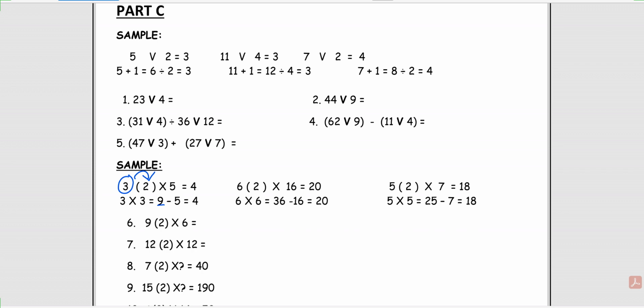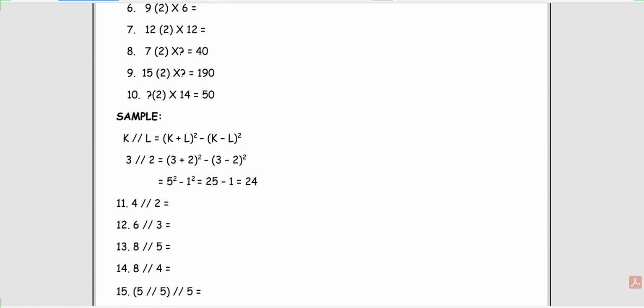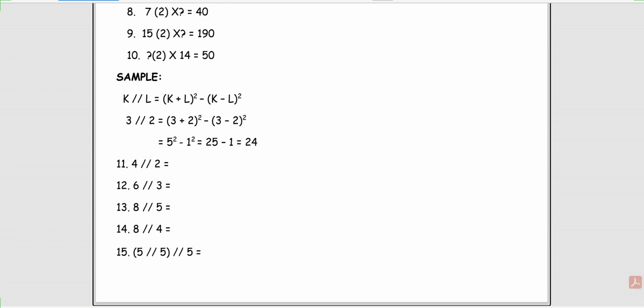Now, lastly, let's go to the last sample. And the last sample says when you have 2 numbers, what do you do? You add the numbers together, like 3 and 2. You add them together, 3 plus 2, 5. You square your answer. Then you subtract the 2 numbers, which is 3 minus 2, which is 1. 1 squared. So this will be 25 minus 1, which will give you 24. Okay, so that's what you do in that sample.